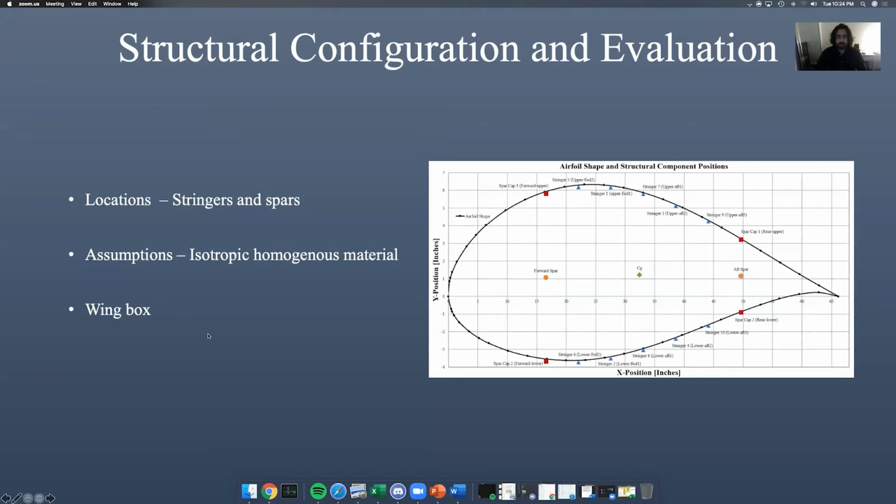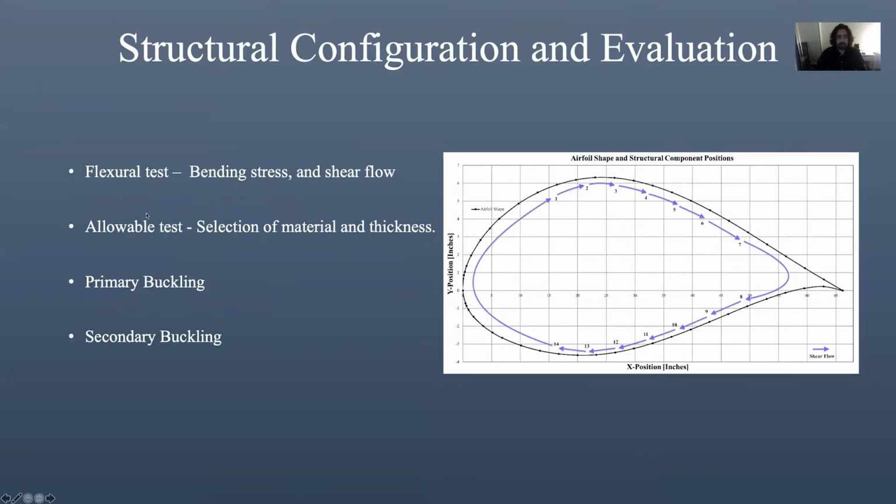This term means that the structural component of the wing that would be tested will be between the location of the two spars, thus forming something that somewhat looks like a box. So the first process to the in-depth analysis of the wing box was a flexural test of the wing.